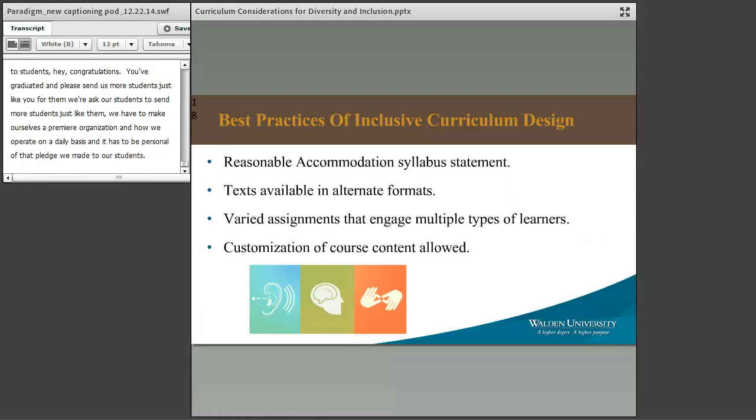How diversity and inclusion lives in our curriculum design. We make sure that every syllabus statement has a reasonable accommodation statement. We have multiple formats for our text. They're trying out some new, very cool tools in the Foundations course for undergrad, where we're hoping that Alexa can be a reader for some discussion board posts and other things. So we're really looking to be able to help anybody's learning style be supported at Walden in our classroom. And then there's varying assignments that help to engage multiple types of learners.